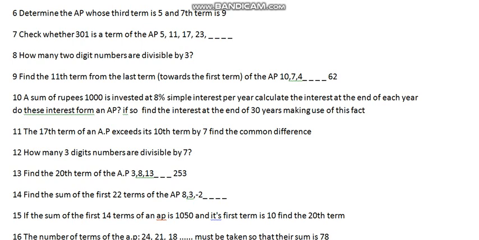Find the 11th term from the last term towards the first term, means from right to left, of the AP. This is the AP. Then this may be asked once again for 3 marks. Look at this 10th one, very interesting. This may be asked for 4 marks.